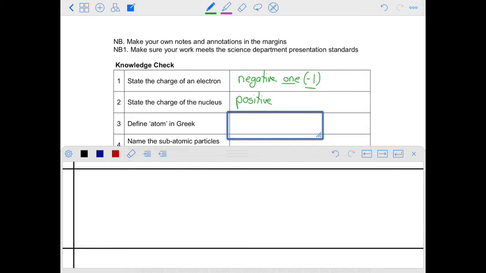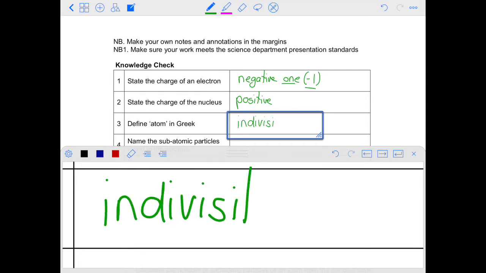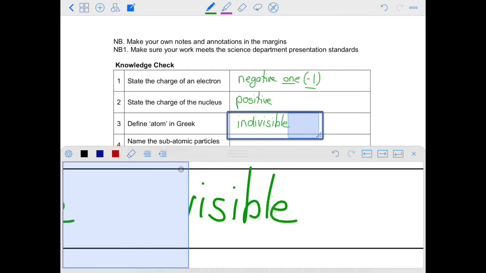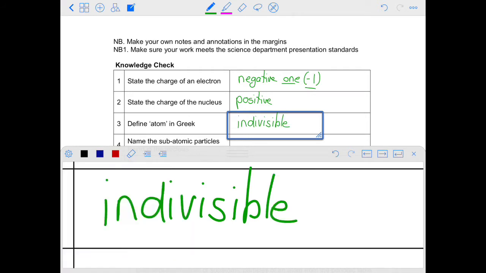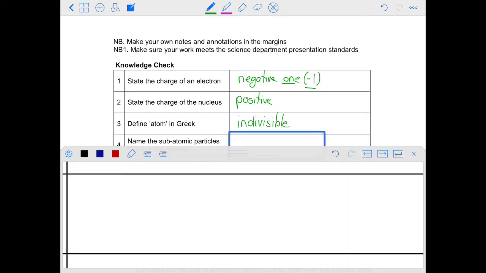We're looking for the definition of atom, so we want what that word means. So we're looking for the word indivisible. Or if you said it cannot be divided, it can't be broken down, that's fine as well.